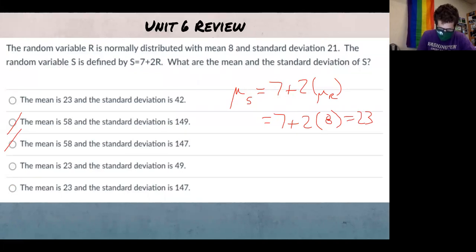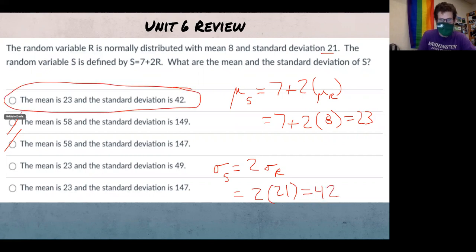The other thing is that the standard deviation of S is going to be only 2 times the standard deviation of R, because we don't do the addition here. So the standard deviation of R is 21, which means 42 is the standard deviation of S. So the answer is right there.